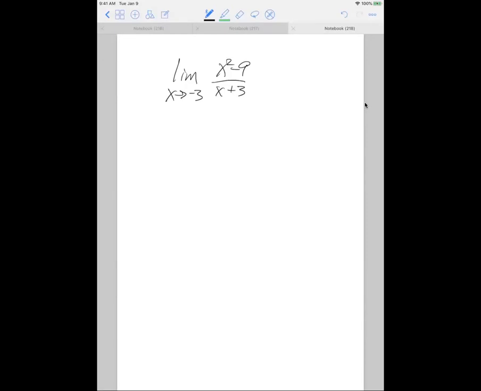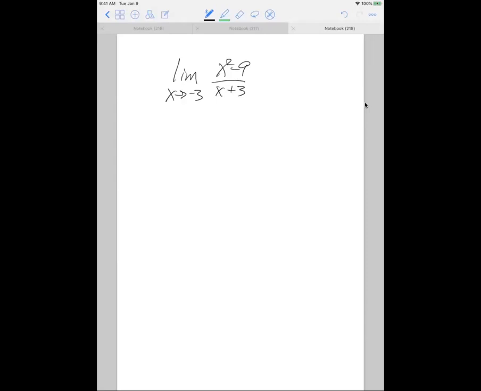Like this problem that I've put on my iPad here. Limit as x goes to -3 of x squared minus 9 over x plus 3. Notice that that causes the denominator to be equal to 0. As x gets closer to -3, the denominator is going to 0. But mathematically, if you can simplify this first, you will get the result that you need to answer the question. What is the limit?